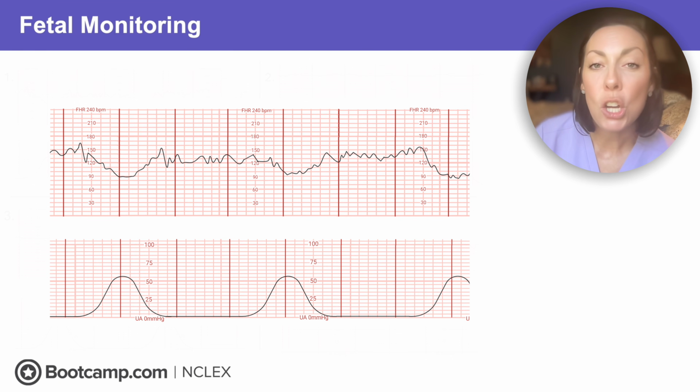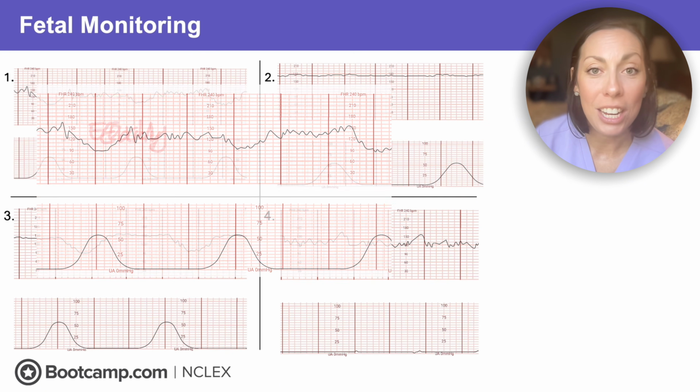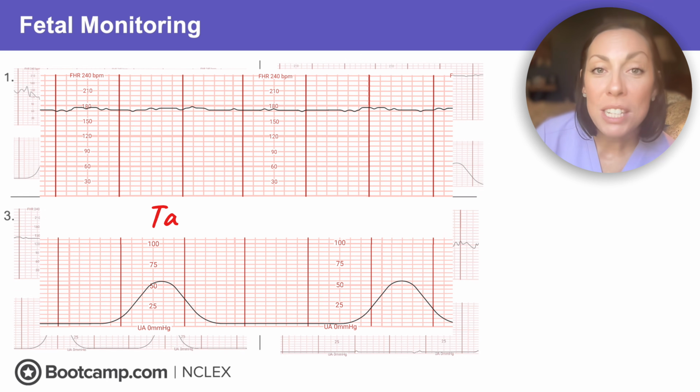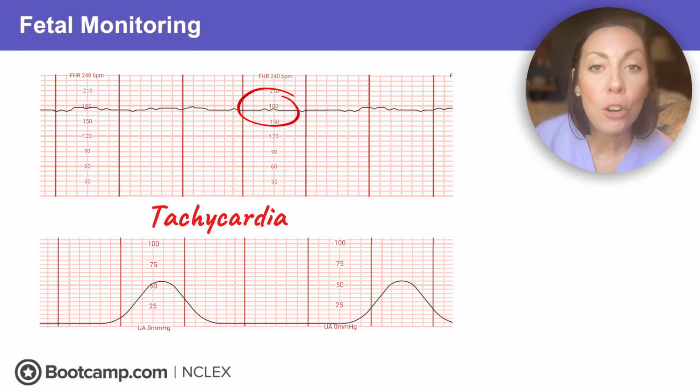The first one here is early deceleration. So that means we might be getting close to delivery from that head getting squeezed. So we'll assess this mom's cervix and see how dilated she is. Next, number 2, we have fetal tachycardia. So that fetal heart rate is at or above 160. And for this, it can be caused by maternal fever or dehydration. So we definitely need to treat the cause.